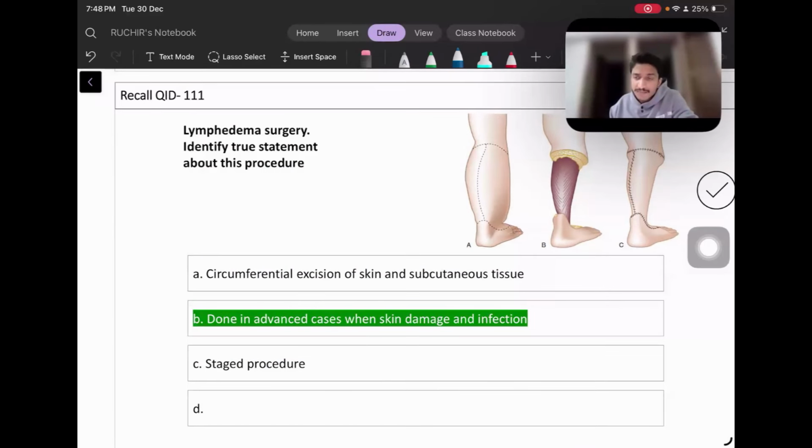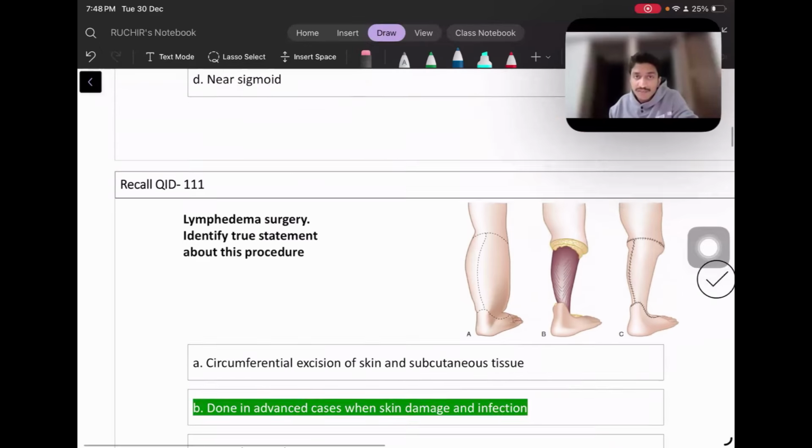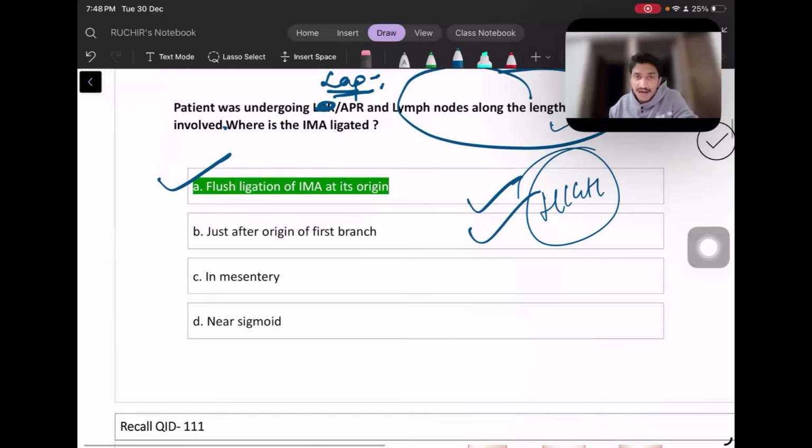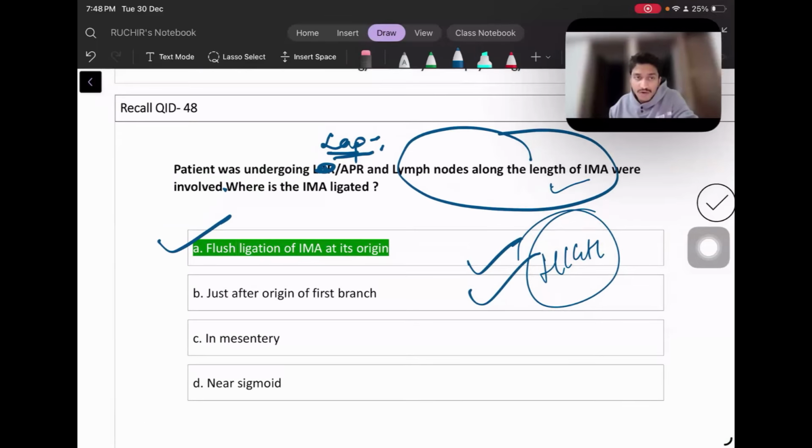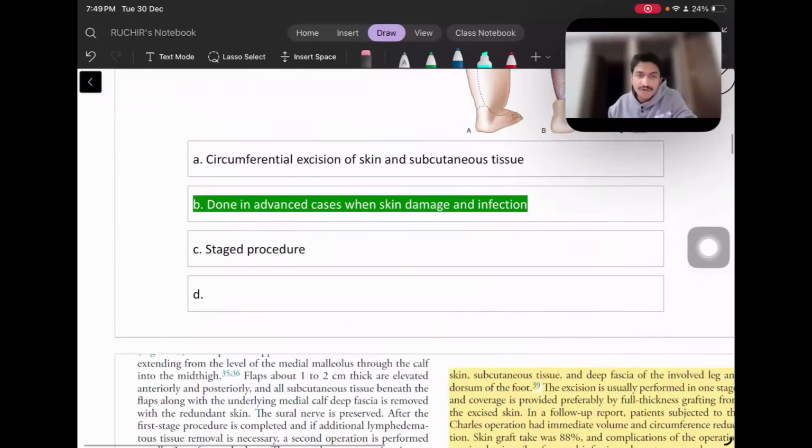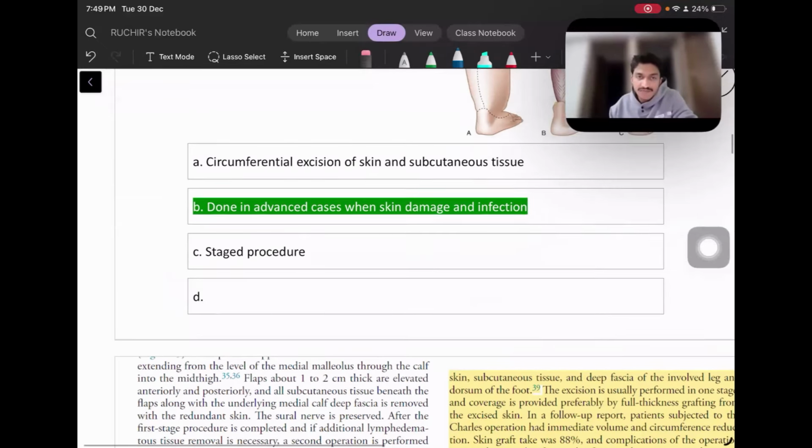Lymph nodes where present along the IMA wasn't mentioned. Please clarify about the question. But if it is a lymph node positive disease and they have given it along the IMA, usually high ligation would be the better answer according to me. Was lymph nodes along the IMA given? What was the question stem? Please let me know. Yeah, if it was along the IMA, there is no doubt about this. The answer would be flush ligation, that is, high ligation should be done.